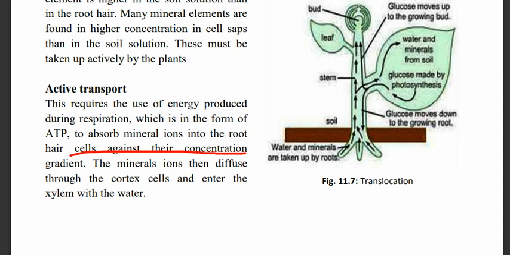So the minerals are moving against their concentration gradient, and you can normally not do that. If you want to move against your concentration gradient, then you must use energy to push you. That's why in active transport, the molecules are moving from a low concentration to a high concentration, because they have the energy that will help to push them. The mineral ions then diffuse through the cortex cells and enter the xylem with the water.